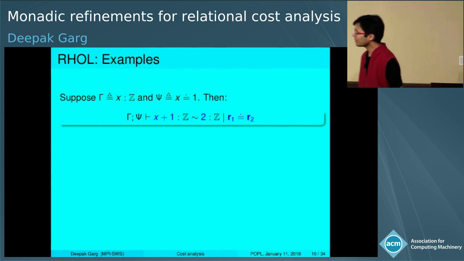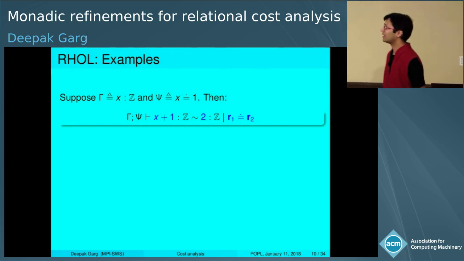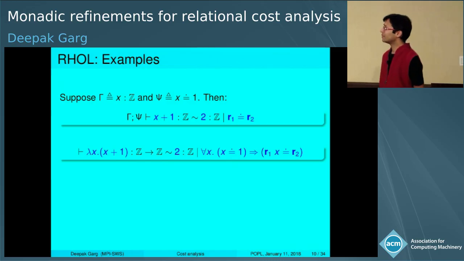We can go a bit further in RHOL. We can essentially abstract over the variable x on the left by introducing a lambda binder. So now we are trying to relate the function lambda x dot x plus 1 to the constant 2. Note that these are different types. And the postcondition here says that if you take any x which is the input for the left function, and this x happens to be 1, then applying the function on the left to x gives you something that's equal to the right side.